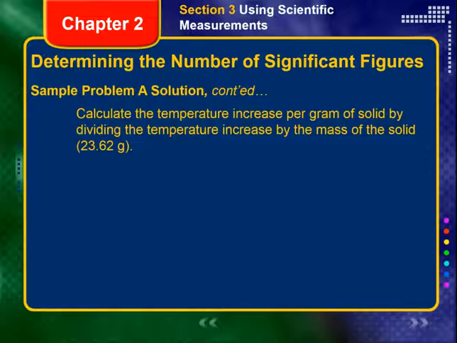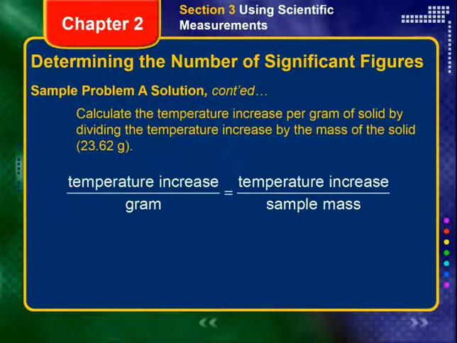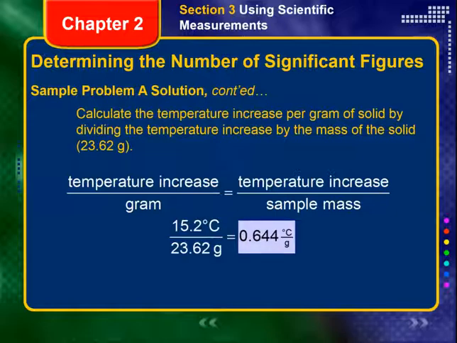Next up, calculate the temperature increase per gram of solid by dividing the temperature increase by the mass of the solid, which the mass of the solid is 23.62. And you don't have to know why we're doing this. You just need to realize that we're about to divide. I'm going to divide my temperature increase, which is the 15.2, by how many grams, the mass, right? So I'm going to take my 15.2, which I just got from the last slide, 15.2, not the 15.19, the 15.2, and I'm going to divide by 23.62.